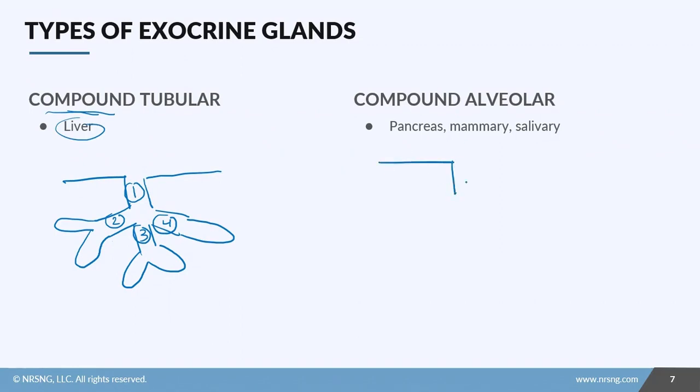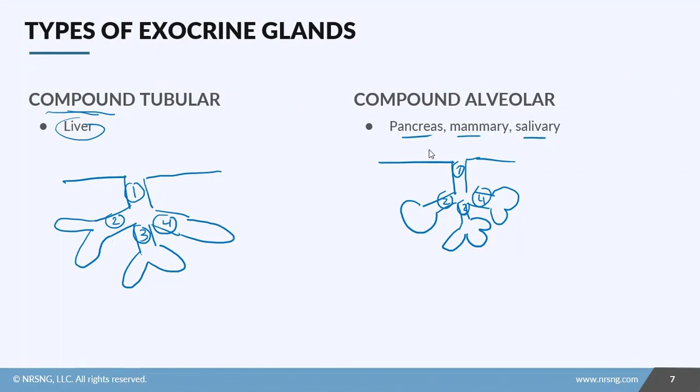Now, compound alveolar, same thing. You have one external duct, and then you have many internal ducts that lead to alveolar-type secretory portions. And again, they could be branched. You could have multiple on one duct, but either way, what you're seeing is many internal ducts. Compound alveolar is found in the pancreas, the mammary glands, and the salivary glands.